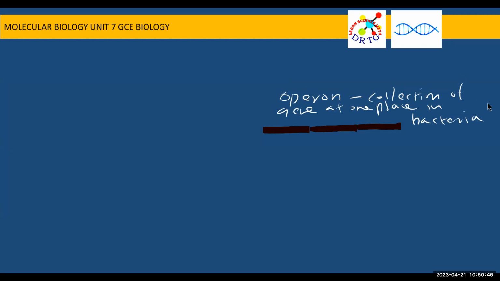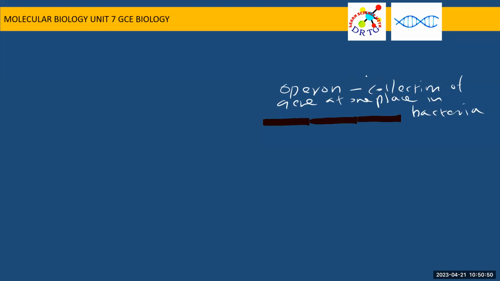So this kind of a collection of genes, or cluster of genes, at one place in bacteria is called an operon. I think the word operon is important because we use this concept in biology to explain many things. As a result, this becomes one of the most important things in biology, the word operon.